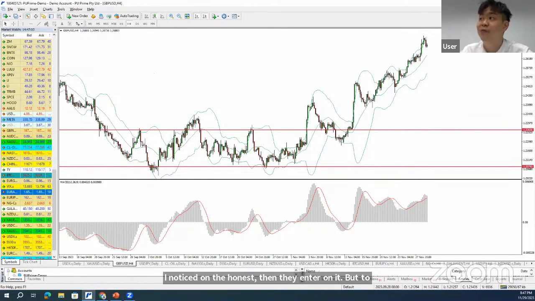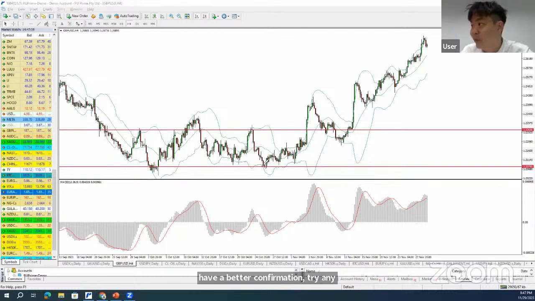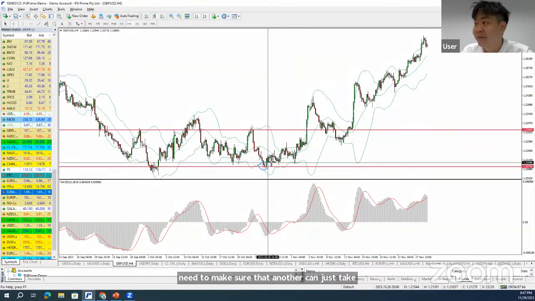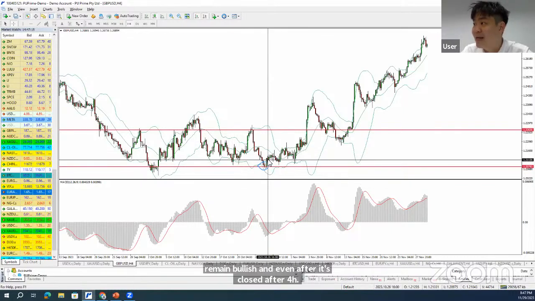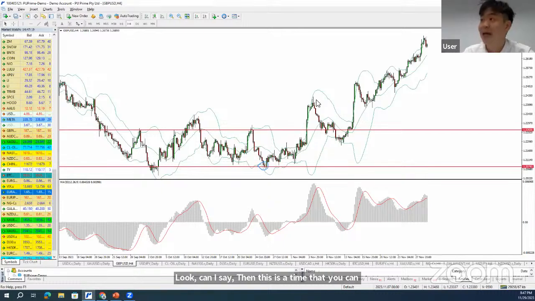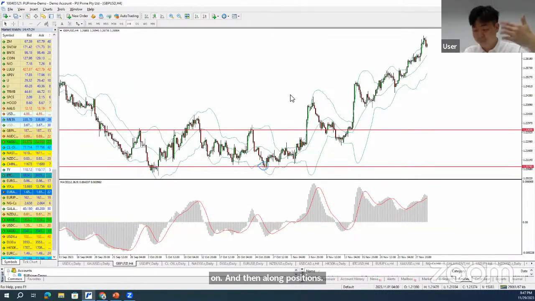You can try to use the H4. So after you see the Morningstar, you need to make sure that another candlestick still remains bullish. Even after it closes, after 4 hours, if the candlestick still remains bullish, then this is the time you can focus on long positions. So if you are using the H4 time frame, it's better for you to wait also.